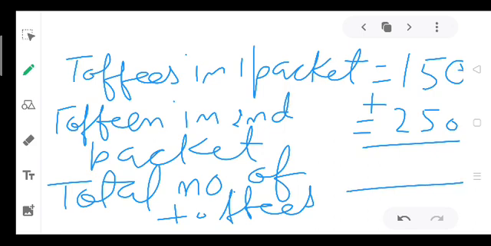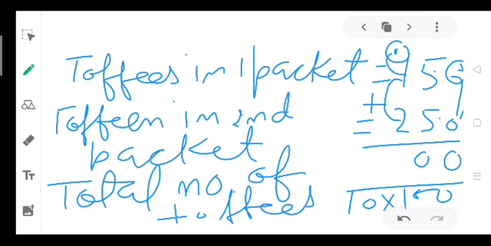Firstly we will add the ones place digit. 0 plus 0 remains 0, so ones are 0 here, and tens place digit is 5 plus 5, 10. 10 tens means 100, so at the tens place we will write 0 and at the hundreds place we will carry 1. Now at the hundreds place we add 1 plus 1, 2, 2 plus 2, 4.